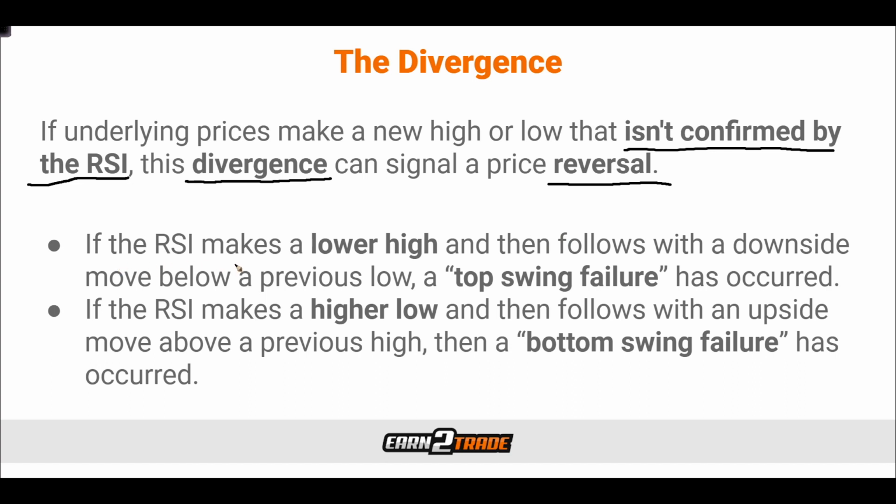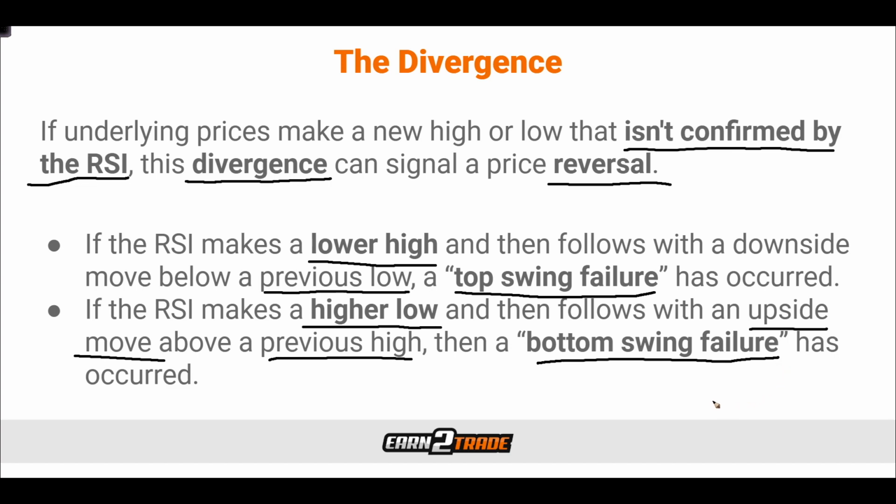So if the RSI makes a lower high and then follows with a downside move below a previous low, then a top swing failure has occurred. If the RSI makes a higher low and then follows with an upside move above a previous high, then a bottom swing failure has occurred.